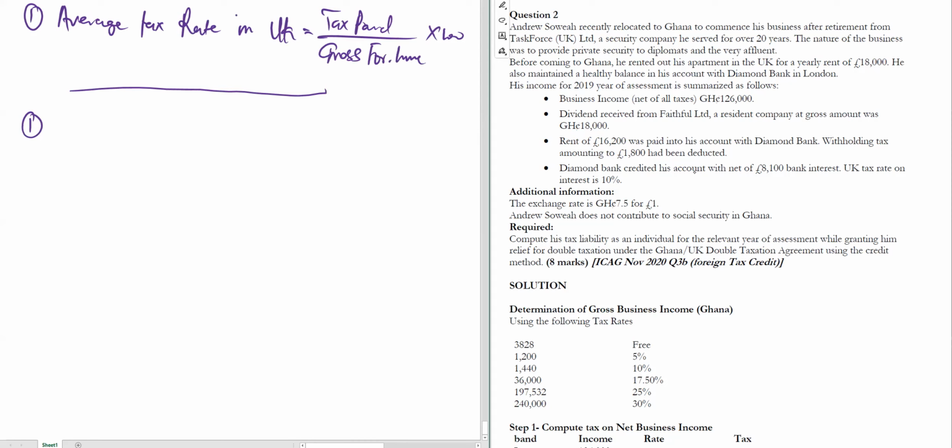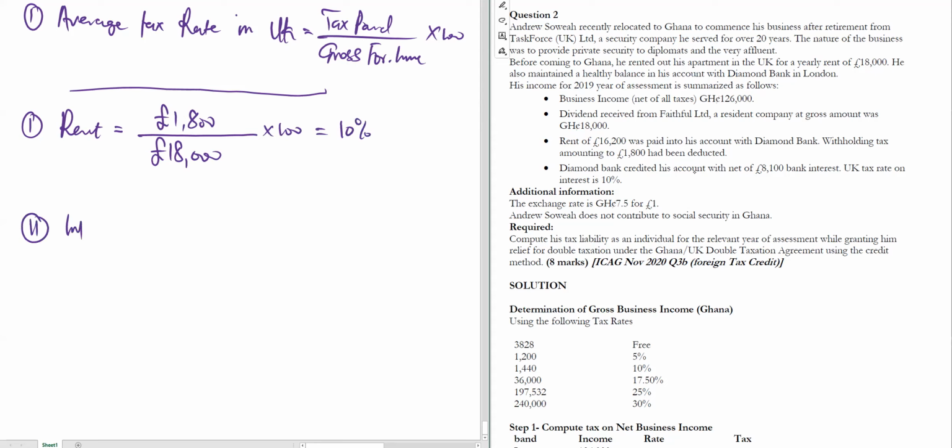What income did he receive? He received rent, right? So rent. He received rent of what? 16,200. But tax of 1/8 was taken, right? So the gross rent would be 18,000 pounds. And then he paid 1/8 tax times 100. That means the rent average tax rate was 10%.